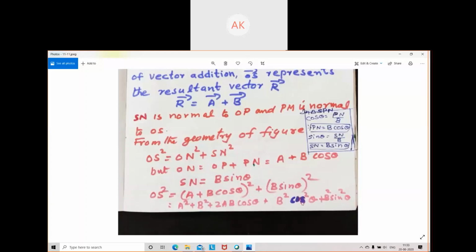And we know B square cos square theta plus B square sin square theta is B square into cos square theta plus sin square theta, that is B square into 1. So we get A square plus B square plus 2AB cos theta.